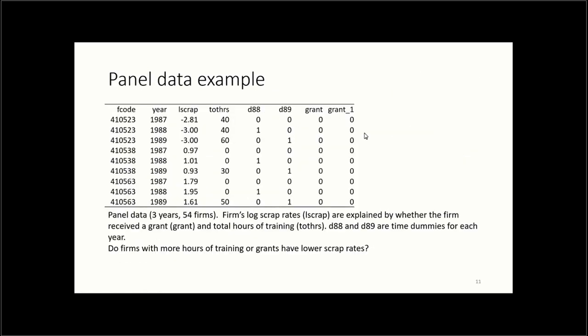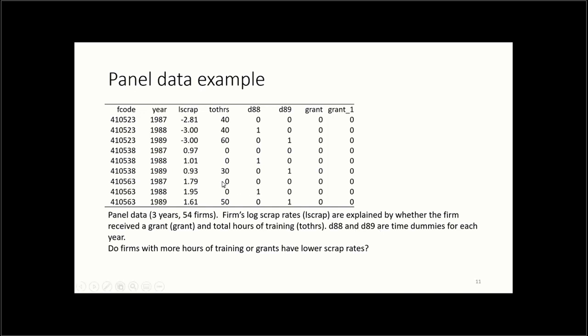Okay, so let's do the example. Here we have panel data for 3 years and 54 firms. And here we have firm log of scrap rates explained by whether a firm receives a grant and the total hours of training. Here we would also have dummy variables D88 and D89, dummy variables for each year.